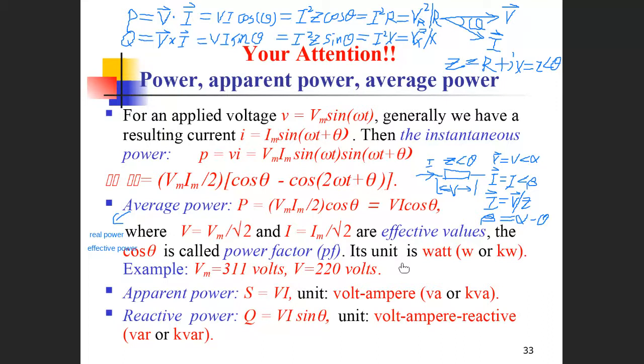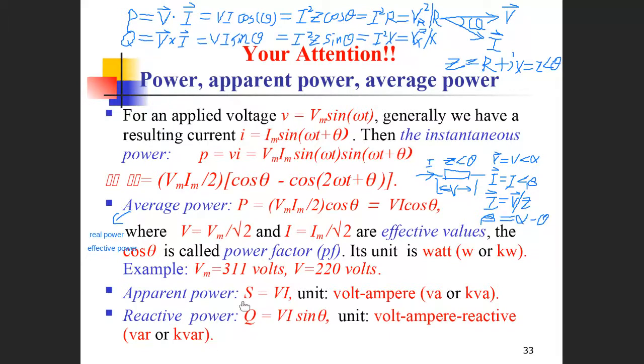So if you read books or questions, if the power has a unit of watt or kilowatt, this means the real power or average power. If the unit is volt ampere or kilovolt ampere, that means it is the apparent power, which just expresses the total power going through a component. And if the unit is volt ampere reactive, VAR or kVAR, this means the reactive power. In most cases for capacitors, they use reactive power to represent the capacitor's power.